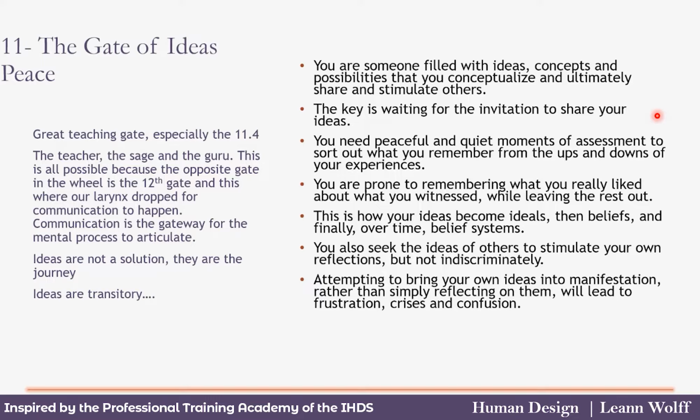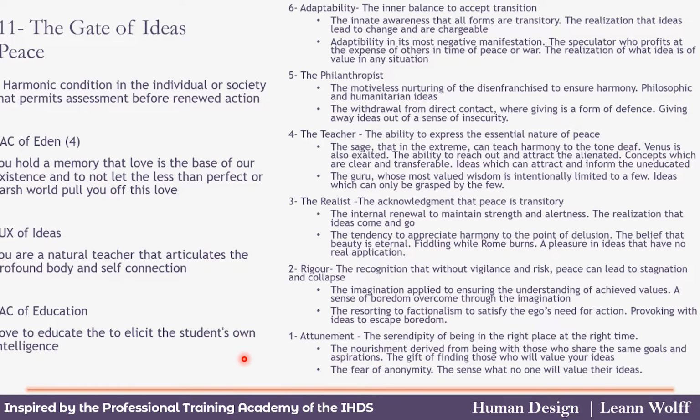So let's take a look at the 11. It's a harmonic condition in the individual or society that permits assessment before renewed action. So always, what the abstract side is saying is this: before you start something new, before you have a renewed action, we must assess what we just walked through. The right angle cross of Eden, you hold a memory that love is the base of our existence, and do not let the less than perfect life or harsh reality of this world pull you off this love. The juxtaposition of ideas, you're a natural teacher, and you articulate the profound body and self-connection.